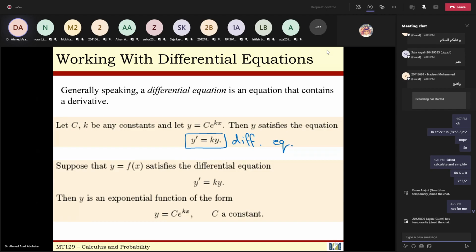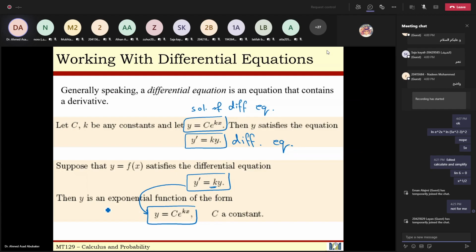We call it a differential equation because it has y prime, and it is an equation with a left hand side and a right hand side. This is the solution. This is called the solution of the differential equation, to find the y. So any y prime equal a constant multiplied by y, the solution equals y equals c multiplied by e to the power kx.